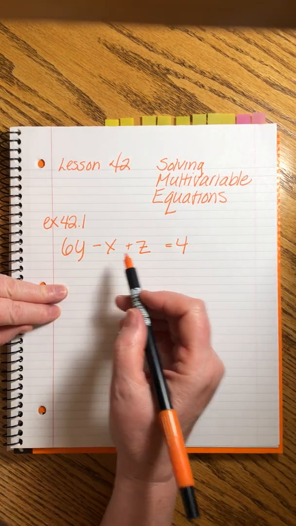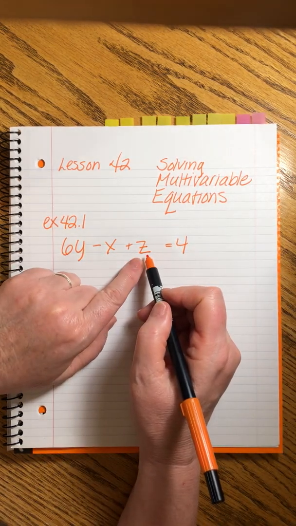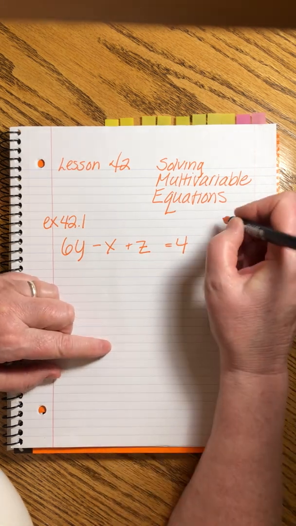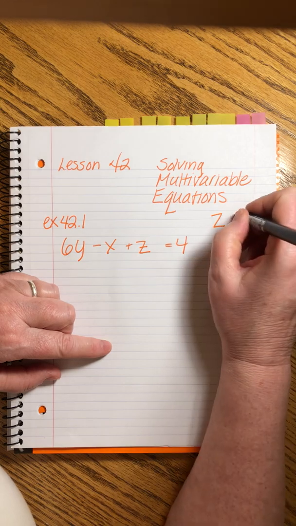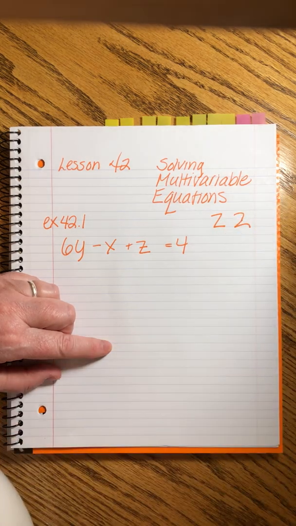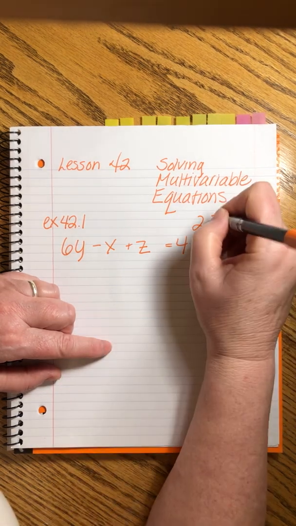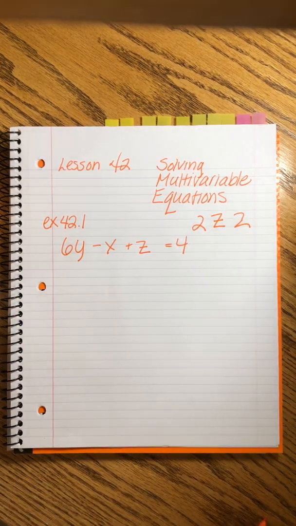(6y minus x plus z). That in my world is a z equals 4. If I just make a z like that, it looks too much like my 2's, which sometimes look like that. I try to make my 2's with a loopy tail, but it doesn't always work. So I make z's with a slashy mark because I don't make a lot of them. And that way you'll notice, oh wait, that must be a z.